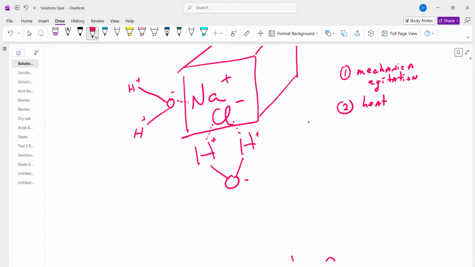That means the odds of that water hitting the surface of the table salt increases. That's why heat speeds up dissolving. What about the last one? One more.